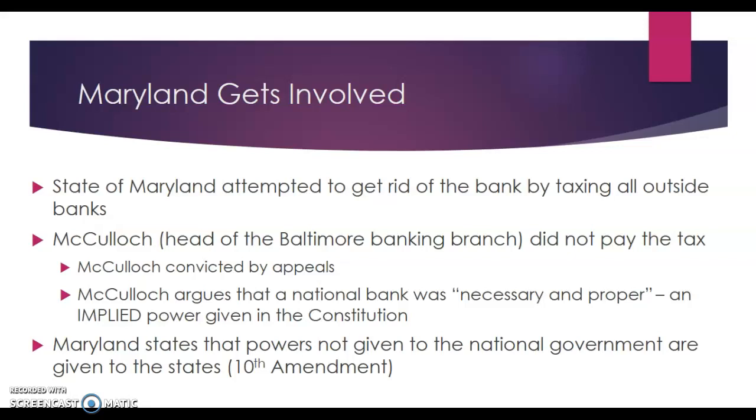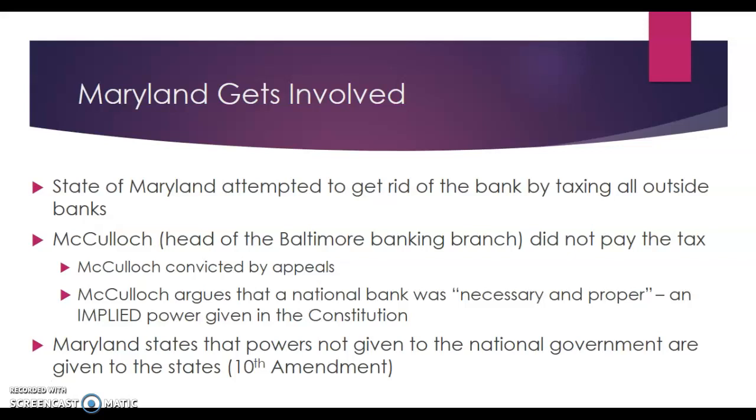Now, McCulloch is going to argue, once again, that a national bank is what you call necessary and proper. This is an implied power in the Constitution. Well, ask yourself, what is necessary and proper? Those are two very ambiguous words that can mean a lot of things depending on who's in power. Is it necessary and proper that everybody gets a car? Well, maybe if you're a socialist. Is it necessary and proper that nobody pays taxes? Well, maybe if you're a libertarian. It really depends. So for this argument, this is going to come out of what's called the Elastic Clause, which is, again, Congress can do what it sees as necessary and proper.